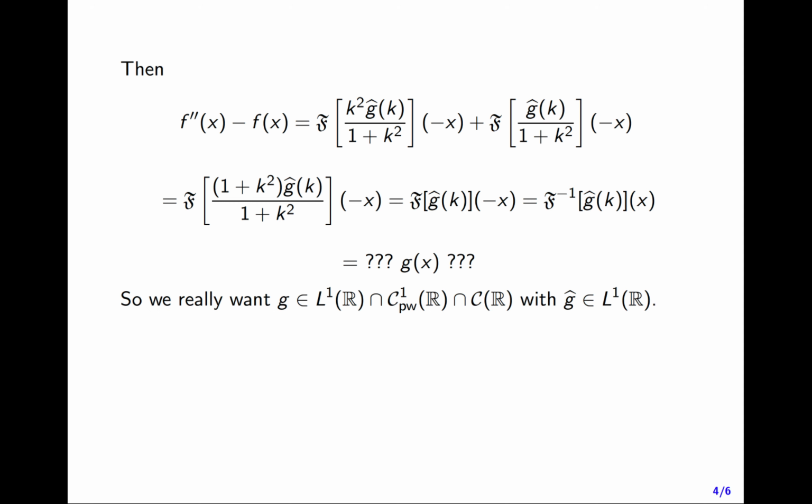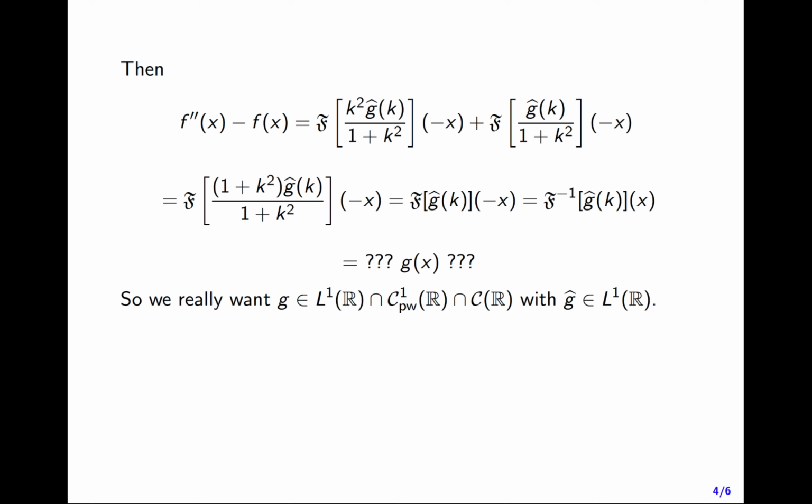So to get that to work out, I really want g to be piecewise continuously differentiable, so I can use the inverse Fourier transform theorem. And I also want g to be continuous, so I don't have to deal with left and right hand limits. So here's really what I want g to do. I want this non-homogeneity, this right-hand side g from my original differential equation, to be in L1, and to be piecewise continuously differentiable, and to be continuous, and to have g hat in L1.